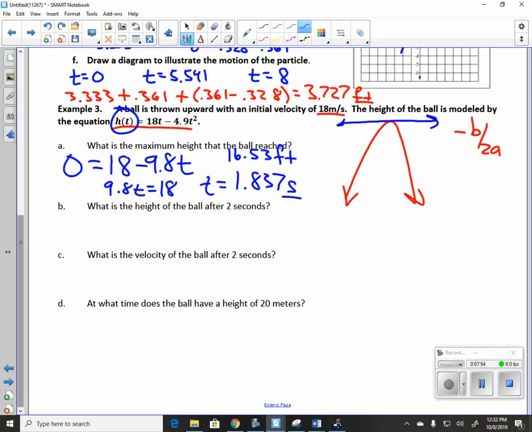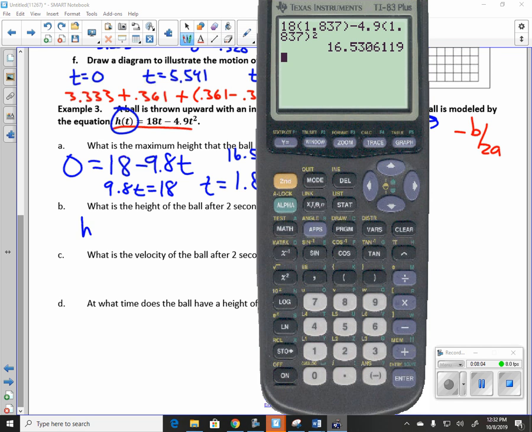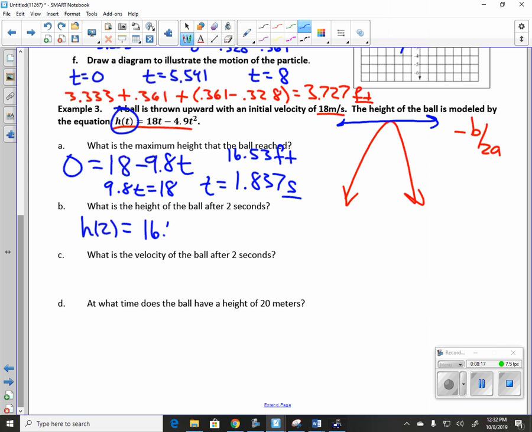We good? What is the height of the ball after 2 seconds? How would I determine the height of the ball after 2 seconds? Plug it in there. H of 2 is 18 times 2 minus 4.9 times 2 squared. 16.4. Can you tell me if it's on its way up or way down after that? It's on its way down, right? So it makes sense, 16.4 and 16.53, it's on its way down. The 2 is after the 1.837.